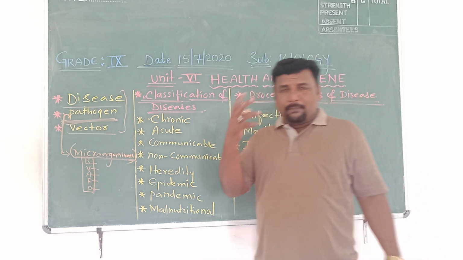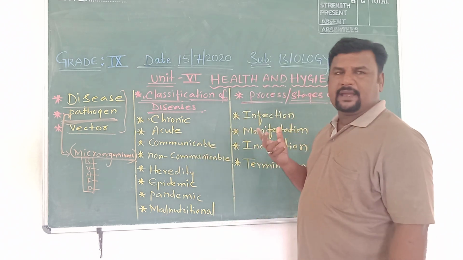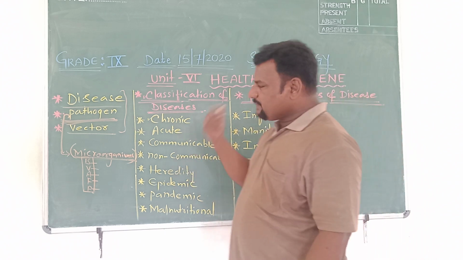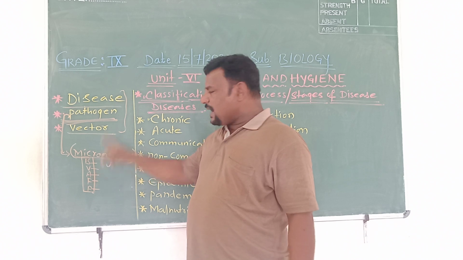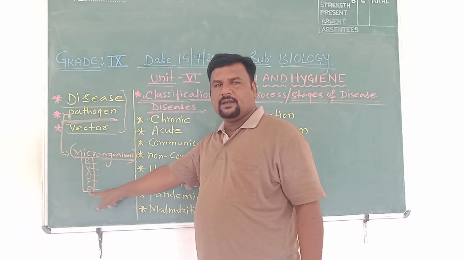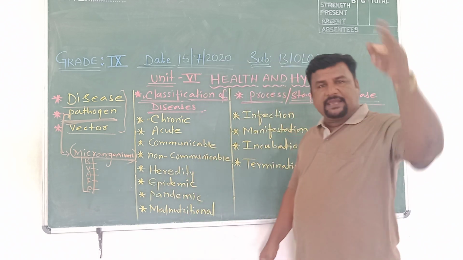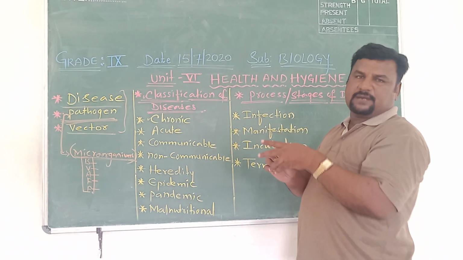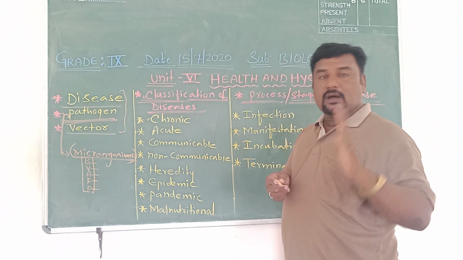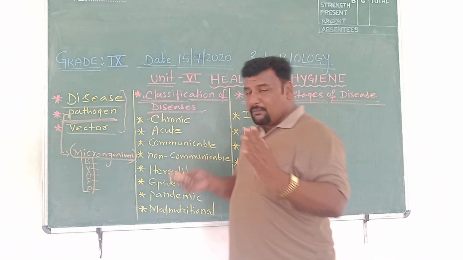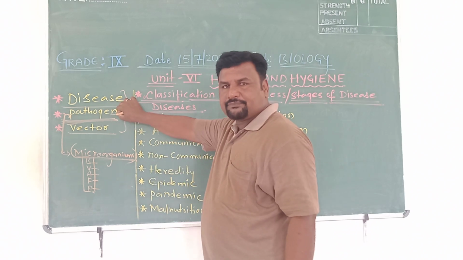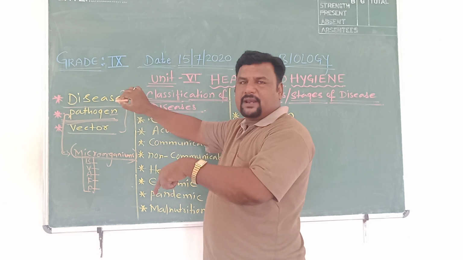For example, malaria is a disease caused by Plasmodium. What is Plasmodium? Plasmodium is a protozoan, a microorganism belonging to the protozoa category. The Plasmodium lives inside the body of the female anopheles mosquito, and it is the Plasmodium that causes malaria, not the mosquito. So the pathogen for malaria is Plasmodium, which lives in the body of the female anopheles mosquito.